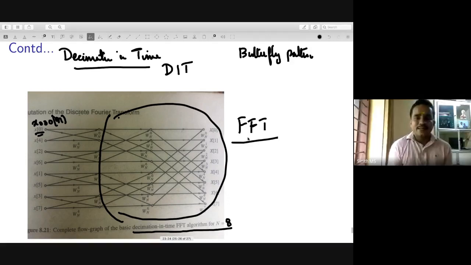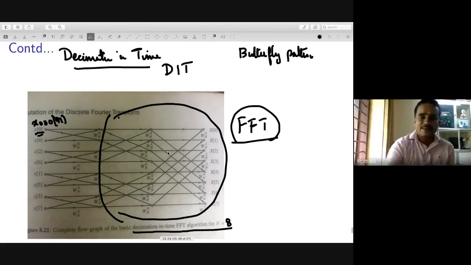So this is basically the fast Fourier transform algorithm. We shall see how this is computationally efficient. What is the complexity reduction in this case? All these things we'll see. I hope you understood what decimation in time is, right?